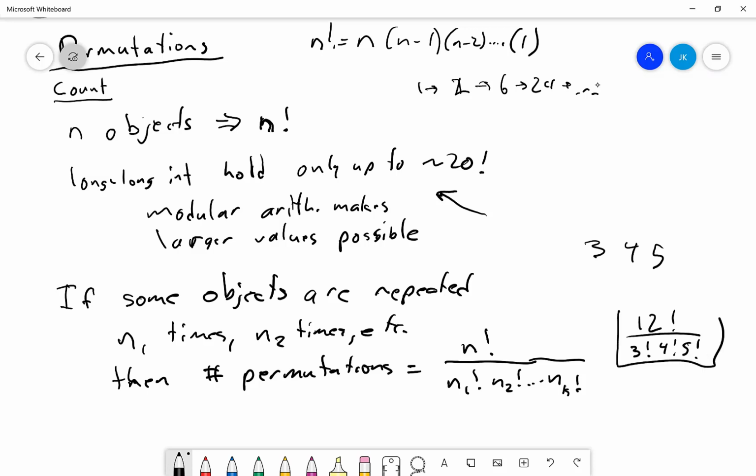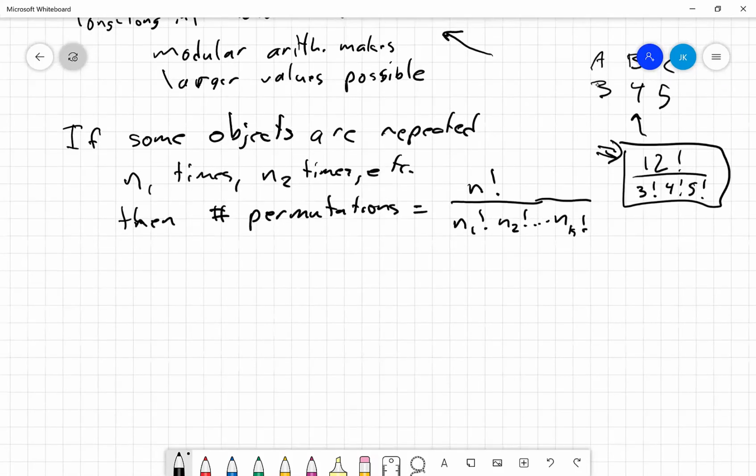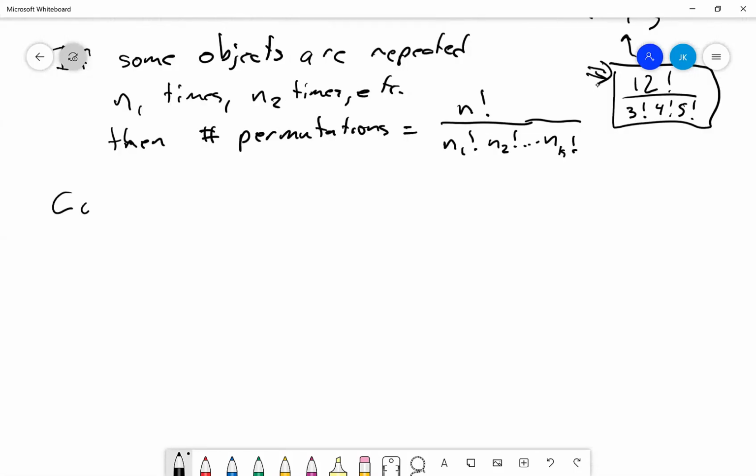This would be how many different permutations of those letters A, B, and C there are. If 3 A's, 4 B's, and 5 C's, there would be this many permutations of the whole thing. All right, the other value that we need to consider are combinations.